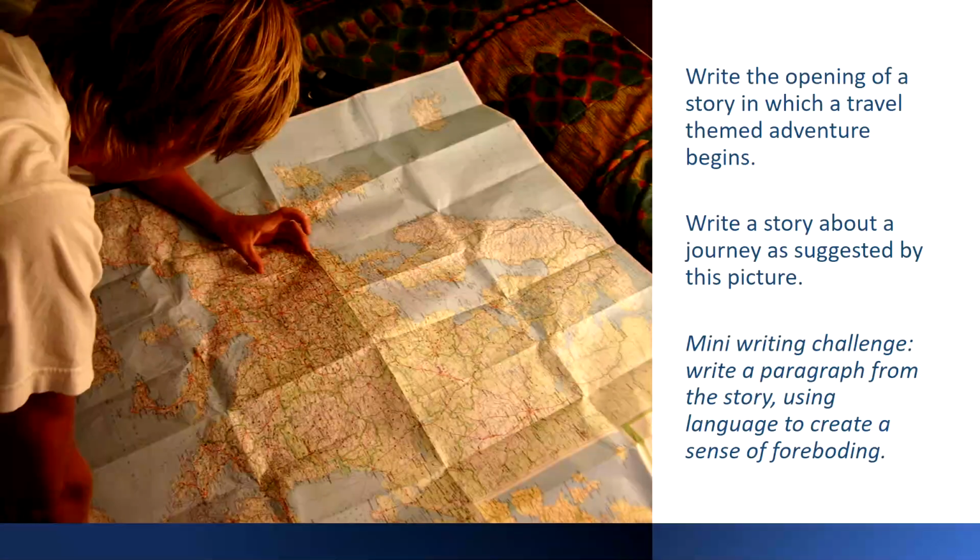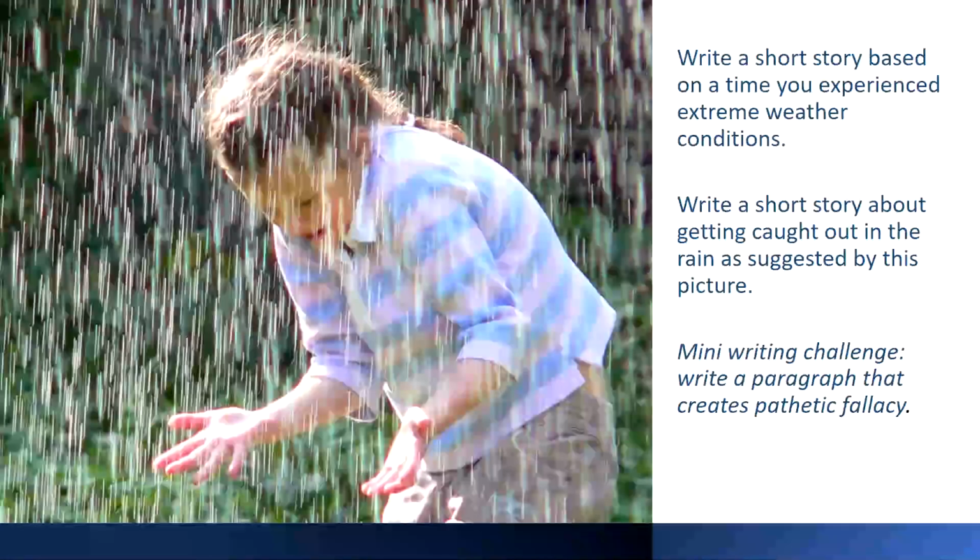Write the opening of a story in which a travel-themed adventure begins, or write a story about a journey, as suggested by this picture. Or for your mini writing challenge, write a paragraph from the story using language to create a sense of foreboding. So that sense that something's going to go wrong, that something bad's going to happen, it just hasn't happened yet. Write a short story based on a time you experienced extreme weather conditions. That wouldn't have to be rain. Write a short story about getting caught out in the rain, as suggested by this picture.